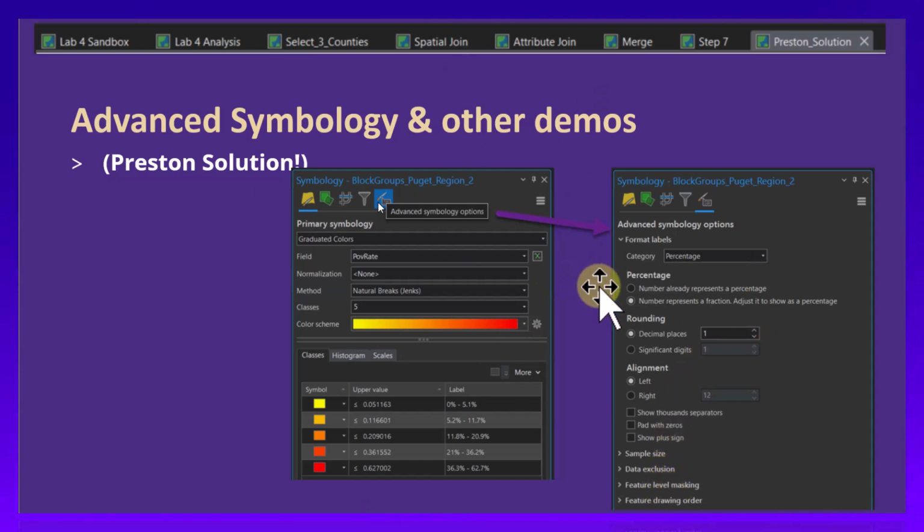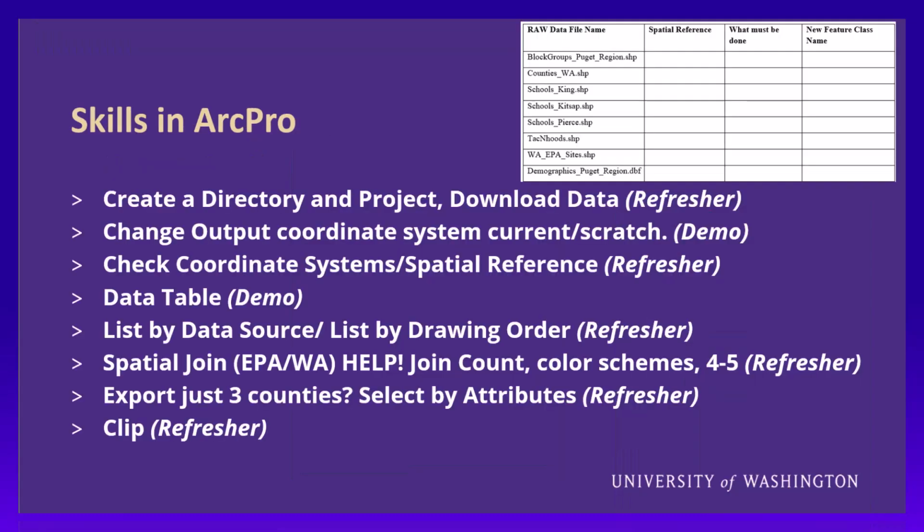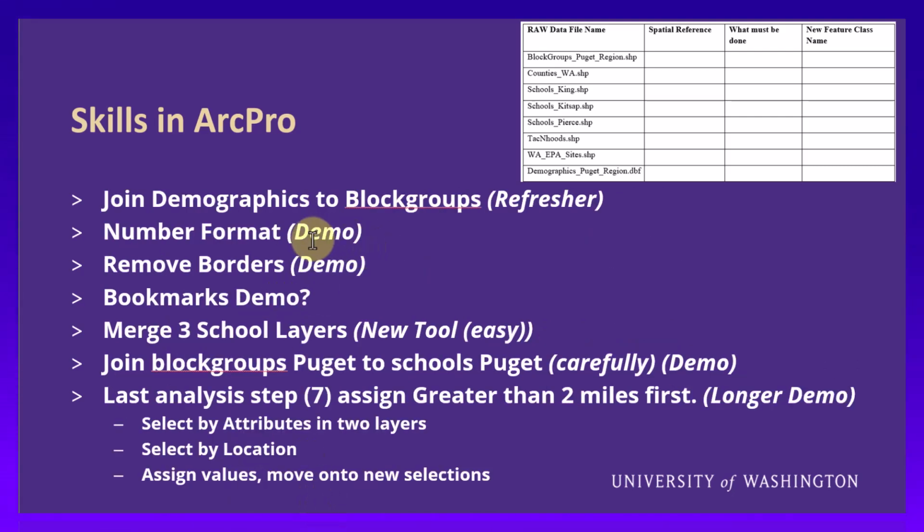Use this solution, the Preston solution, for your advanced symbology. I will give a demo of this in class, but it's good that you see it here and recognize what's going on. This is something we'll go over in class. This will be the week 4 quiz. This is just what we're doing, a brief summary. You may pause and read it if you'd like, or move on. Some more skills that we're going to cover in the class demo karaoke quiz.